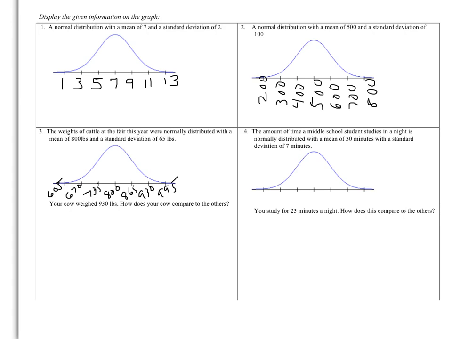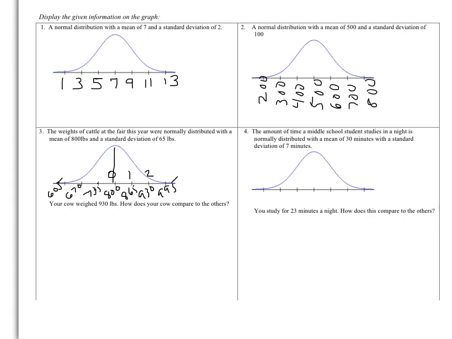How does your cow compare to the others? There are several different things you can say here. We're going to talk standard deviations from the mean, and we're going to talk percentages. So if you look, 930 is how many standard deviations from the mean? Remember, the mean is right here. That's 0 standard deviations from the mean. This is 1, and this is 2. So you could say that your cow is 2 standard deviations above the mean.